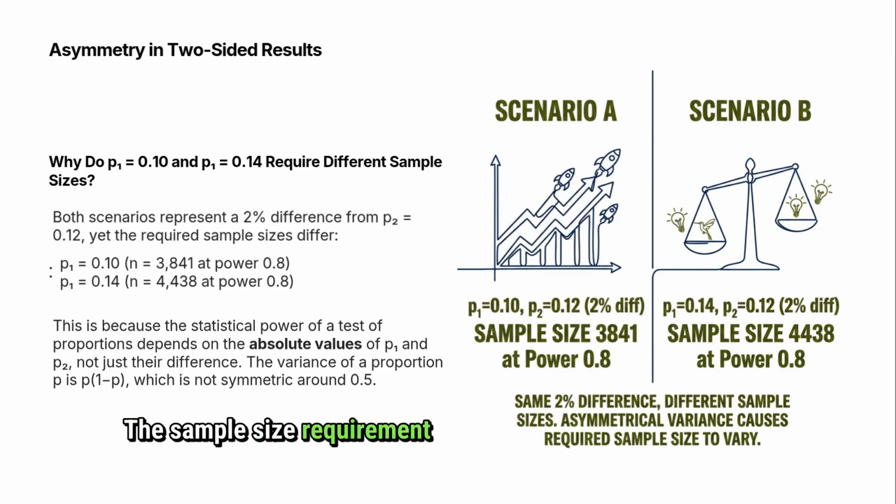The sample size requirement differs for P1 equals 0.10 and P1 equals 0.14, despite both being 2% from P2 equals 0.12. This is due to the statistical power depending on the absolute values of P1 and P2. The variance, P(1 minus P), is not symmetric around 0.5, affecting sample size calculations.